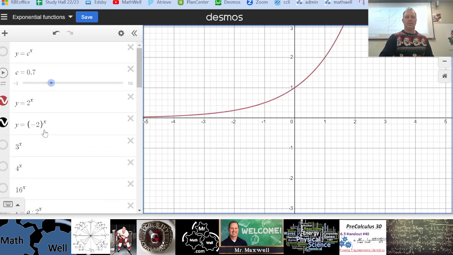We see that the red graph on Desmos here, y equals 2 to the power of x, is a solid line like we've described. I've also graphed negative 2 to the power of x, and we don't see anything. And some of you said dots.